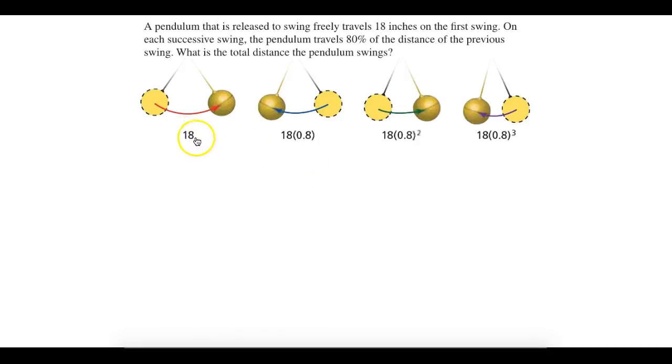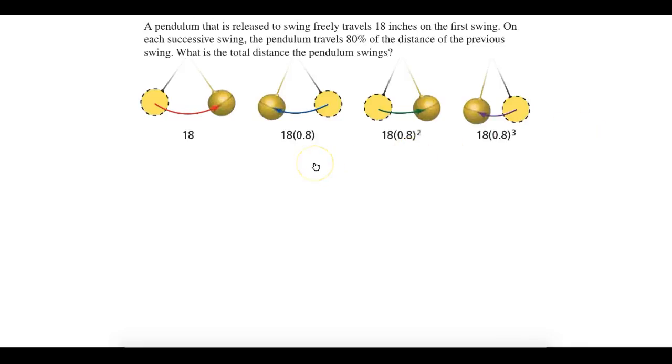Now, we're given the initial value. It's 18 because on its first swing, it was pulled 18 inches. Now, we know the rate at which it slows each time. So this right here is going to be our ratio. It slows by 80%. 80% as a decimal is 0.8. And we know that each time it slows by 0.8. So that's just 0.8 squared, 0.8 cubed. The next one would be our original distance times 0.8 to the fourth, and so forth.